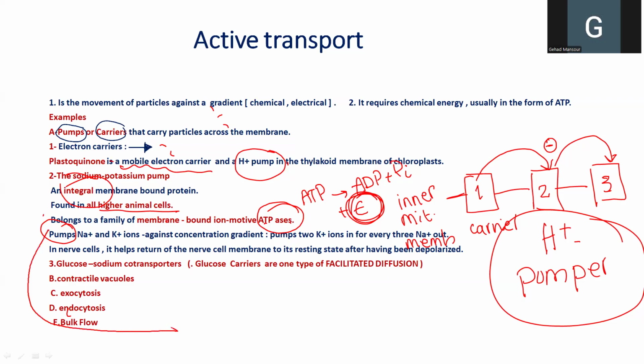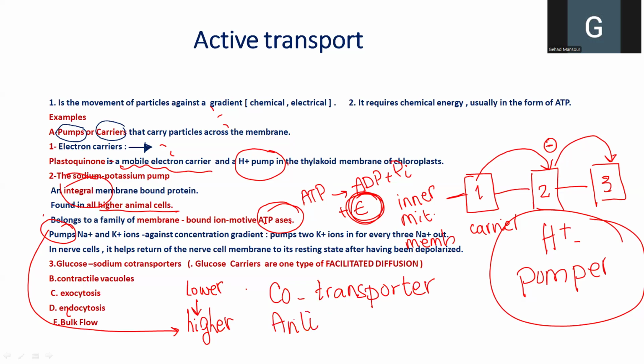They are pumped against the concentration gradient, meaning that sodium is pumped from lower concentration to higher concentration. Sodium is pumped from the inside of the cell, where it has a lower concentration, to the outside of the cell, where it is higher in concentration, and potassium in the opposite direction. So it is a co-transporter because it transports two ions at the same time, and it is an anti-transporter, as we said before, because the two ions are transported in opposite directions.